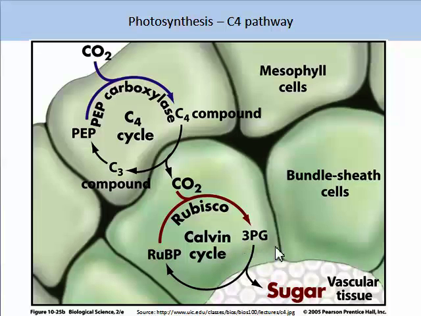The intermediate 3PG is released from this cycle and sugar is produced in the vascular tissue. You will notice that both of these pathways are cyclic. The pathway in the mesophyll cells allows regeneration, and the Calvin-Benson cycle allows regeneration.